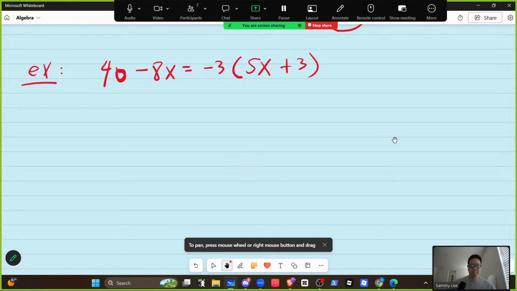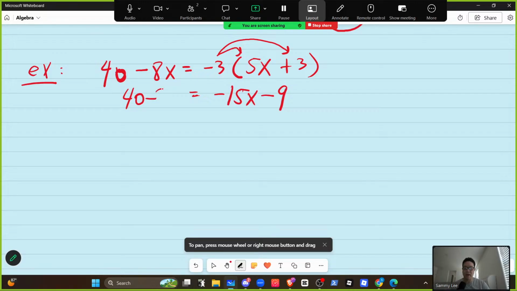All right, so we can start by simplifying the right side by applying the distributive property. And what happens when we do that? Negative 3 times 5x is negative 15x, and then negative 3 times positive 3 is negative 9. And on the left side, we have 40 minus 8x.